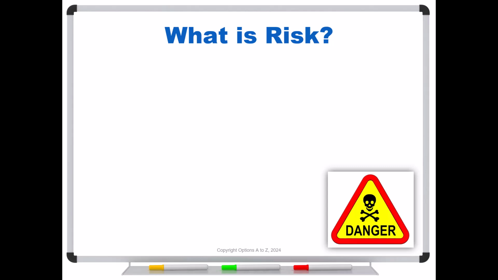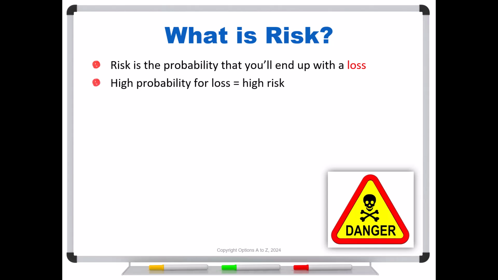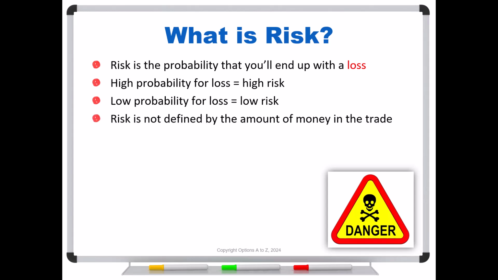There are really a lot of different definitions of risk, but overall, one that is probably the most consistent in finance is that it's simply the probability that you will end up with a loss. If there is a high probability for loss, then it makes sense to say that it's high risk. If there's a low probability for loss, then we will say it's low risk. So the thing to understand right now is that risk is not defined by the amount of money in the trade. Why? Because risky assets cost less and safe assets cost more.